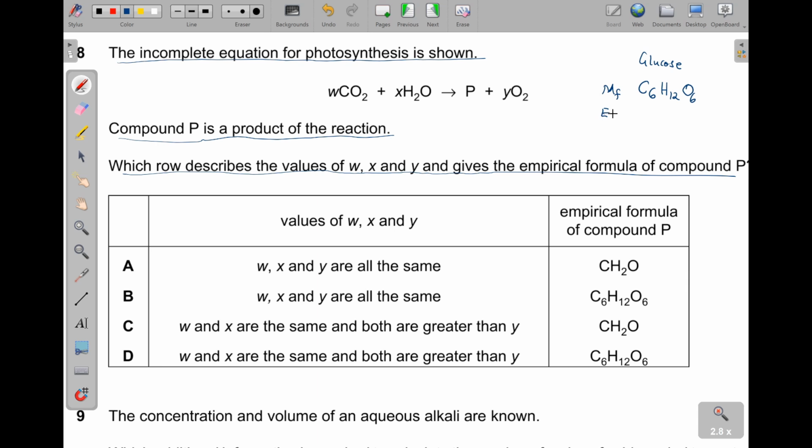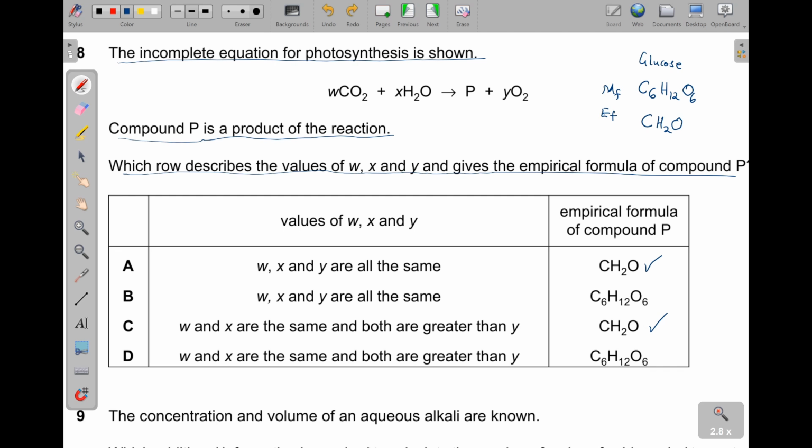Then the empirical formula is the simplest whole number ratio of all atoms in a given compound. So we can divide all through by 6 to simplify. So it will be C1, then H2, then O1. So that is the empirical formula. So I have to look at this and this. Now these ones gave a molecular formula, so you have to be very careful. They asked for the empirical formula.